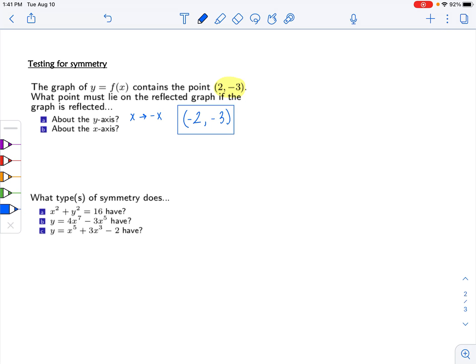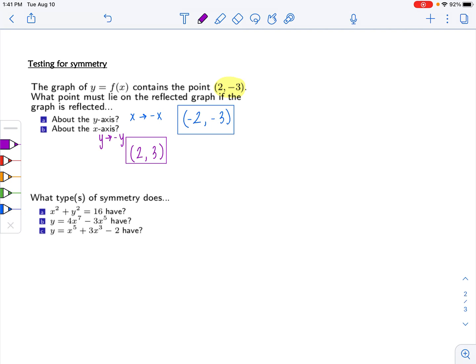Leave the y the same. It still is going on that line, y equals 3, y equals -3. It just moves right and left. What if I did about the x-axis? Well, x-axis, the y value changes to its opposite. Instead of it being 2, -3, it's now 2, +3, because the opposite of -3 is +3.